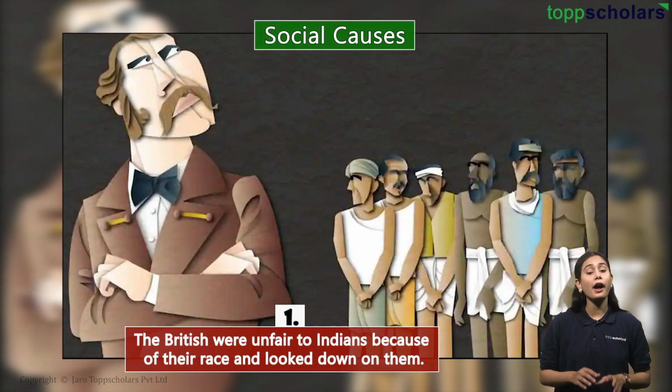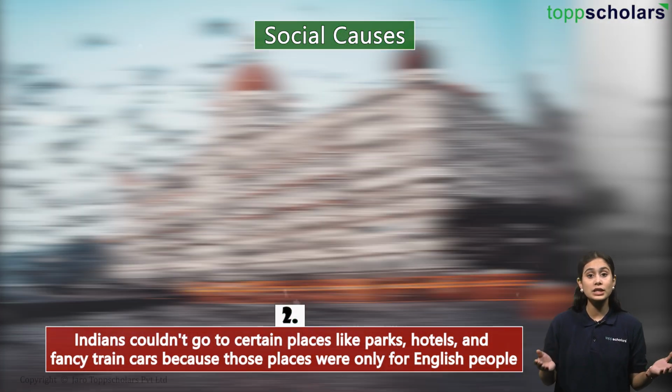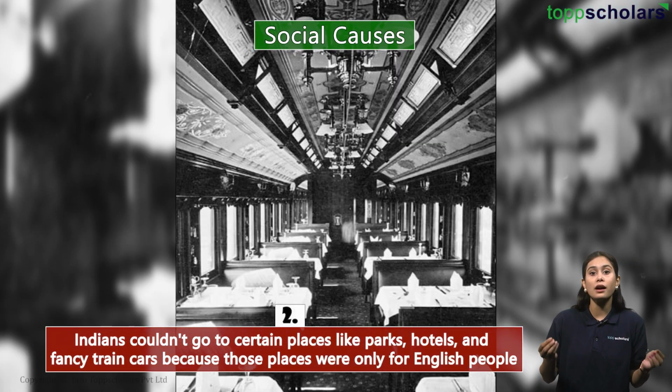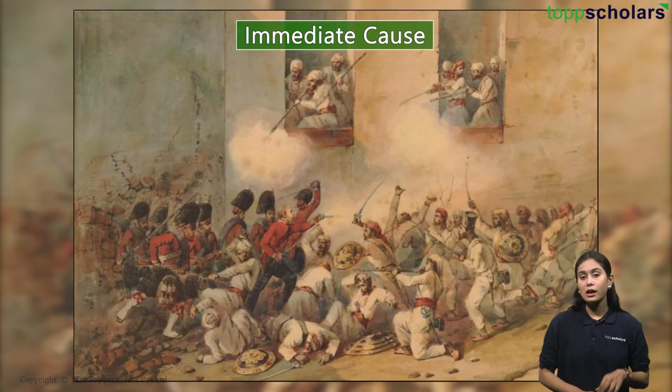Now, let us know about the social causes. The British were unfair to Indians because of their race and looked down on them. Indians couldn't go to certain places like parks, hotels, and fancy train cars because those places were only for English people. Lastly, the immediate cause of the revolt of 1857.